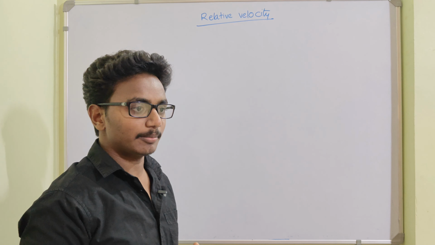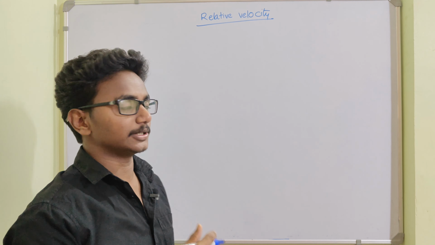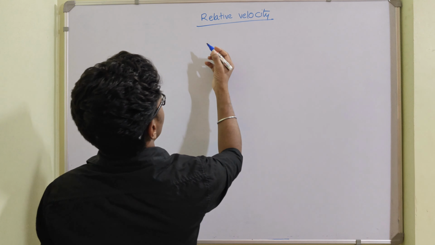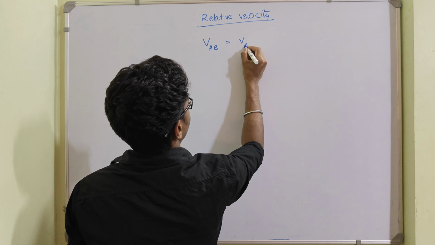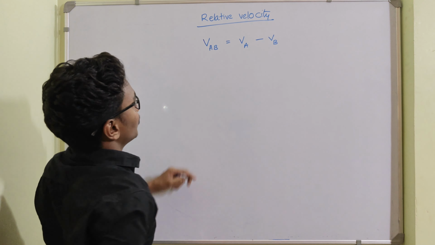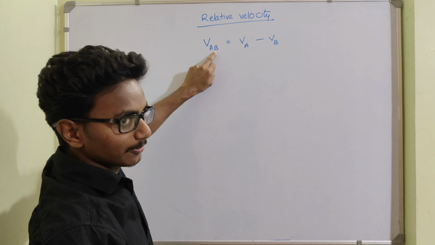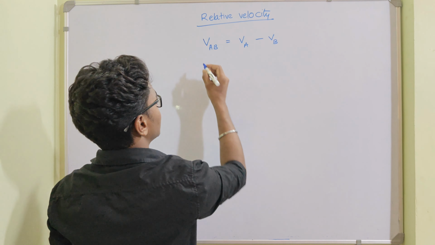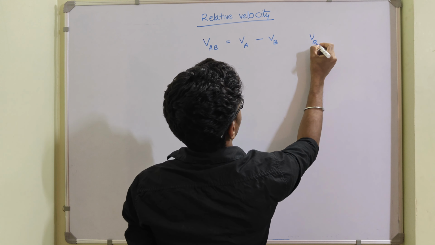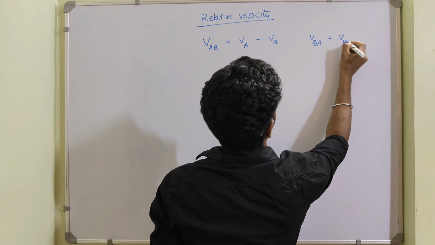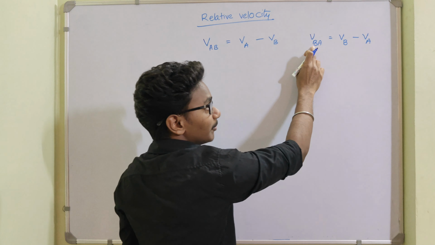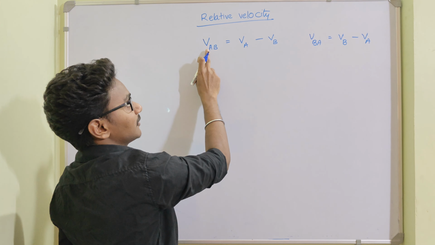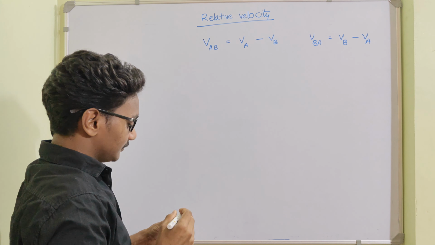Relative velocity means you are comparing the velocity of one object with another object. Relative velocity can be defined as VAB equals VA minus VB. VAB means velocity of A with respect to B, that is VA minus VB. Similarly, VBA is VB minus VA, the velocity of B minus the velocity of A. This is velocity of B with respect to A, and that is velocity of A with respect to B.